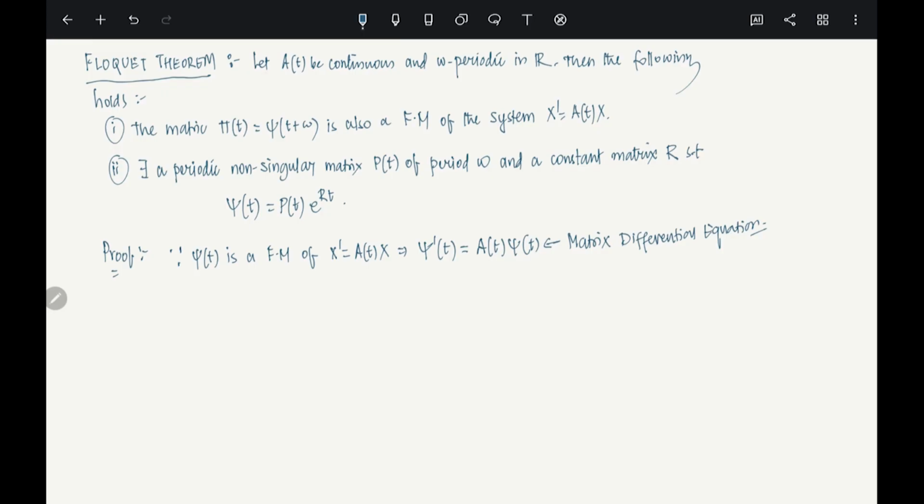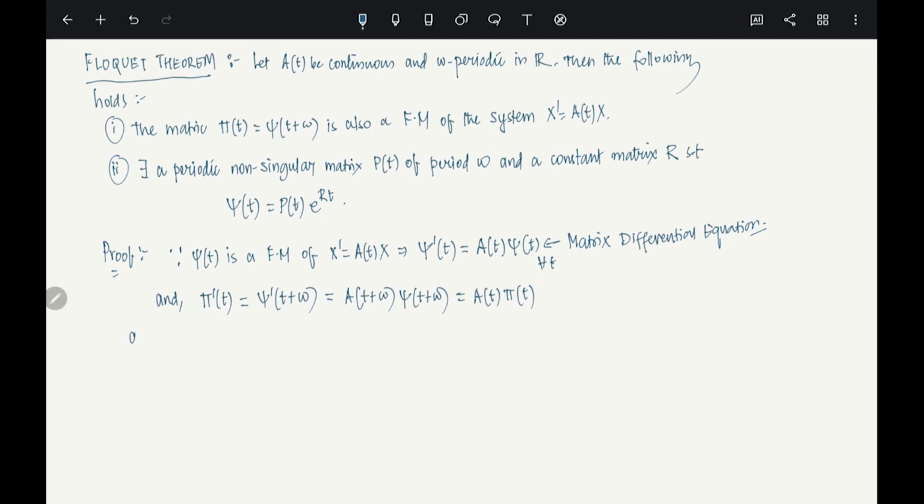Now let's look at what is psi prime of t. If phi is a fundamental matrix, then it satisfies the equation, right? So psi prime of t is nothing but phi prime of t plus w, by the chain rule, which is A of t plus w times phi of t plus w. Phi is a fundamental matrix, so it satisfies the matrix differential equation for all t, so it works for t plus w also. Now if A is w periodic, then A of t plus w is nothing but A of t, and phi of t plus w is nothing but psi of t. So psi is another matrix which satisfies the homogeneous matrix differential equation.